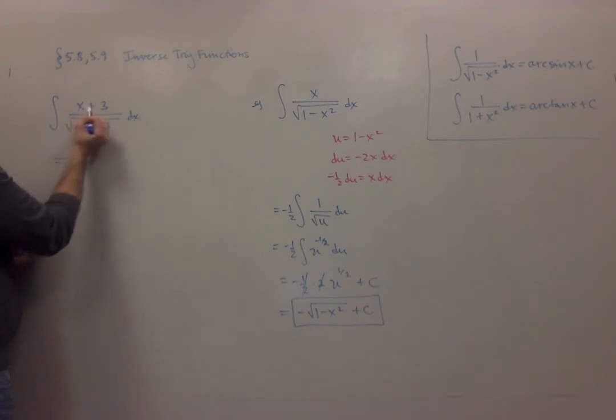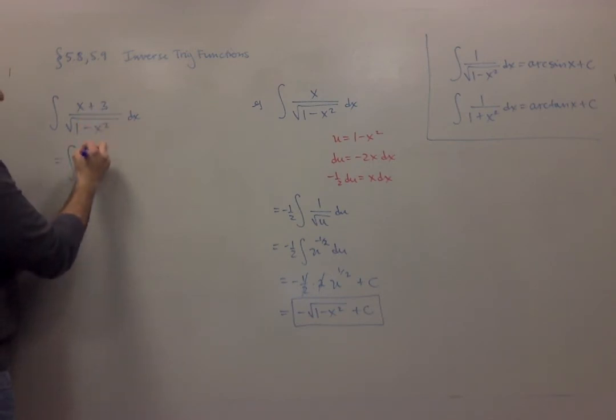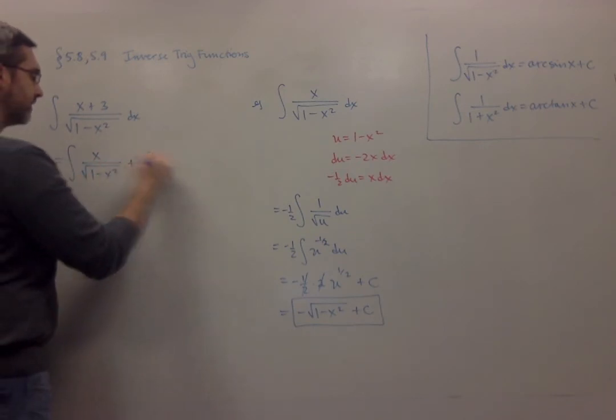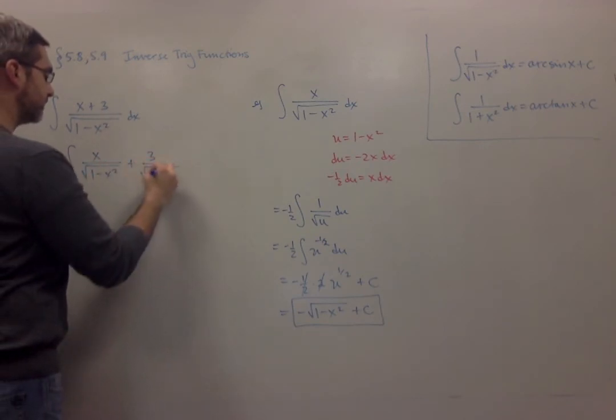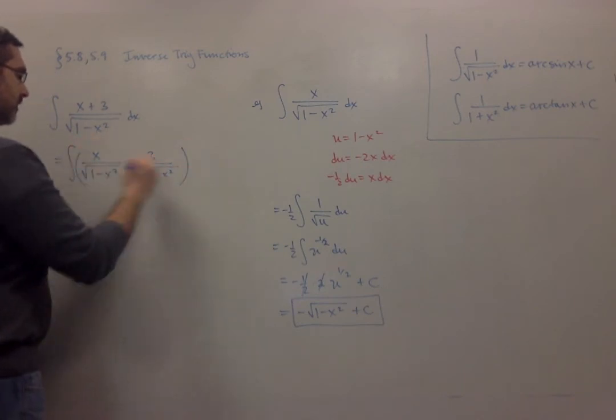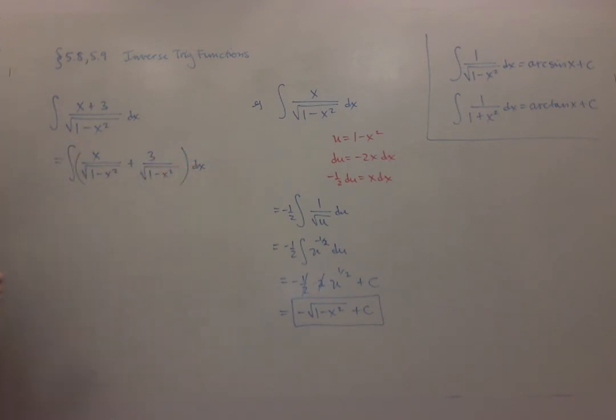So what I'm going to do is actually just split this. If I've got a plus b over c, I'm just going to write it as a over c plus b over c. I'm just going to write it as the first thing divided by the square root plus the second thing divided by the square root. Okay. Remember that with fractions you can do that if you're doing addition on the top and there's only one thing on the bottom.